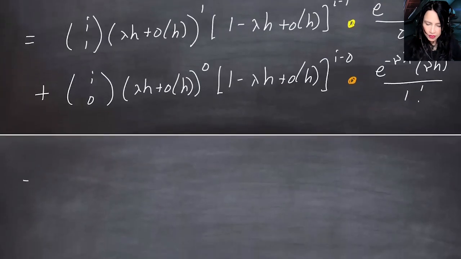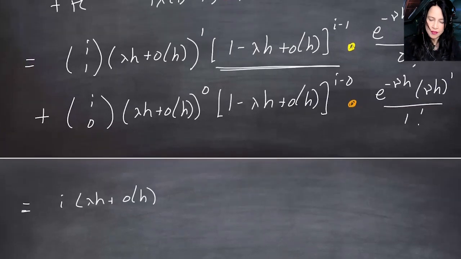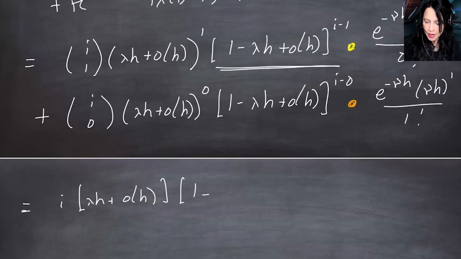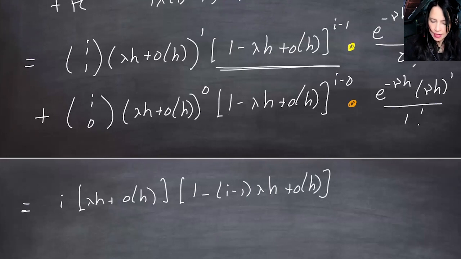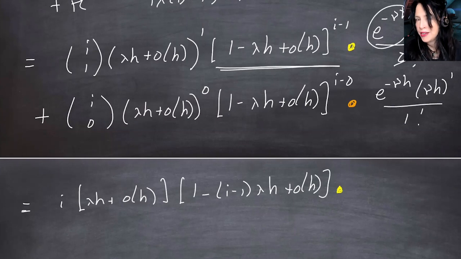Okay, so the first term is i choose 1, which is i, then I get lambda h plus little o of h. Then I get, simplifying this with the third computational simplification, some square brackets here because I could barely read that. We get 1 minus i minus 1 lambda h plus little o of h. And then we're going to multiply by, so of course, nu h to the 0 is 1, and 0 factorial is 1. And e to the minus nu h with a Taylor series expansion is 1 minus nu h plus little o of h.